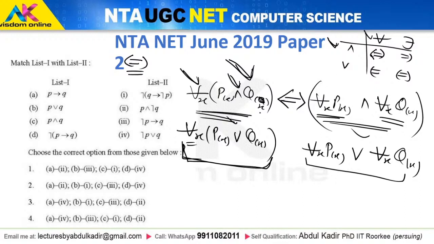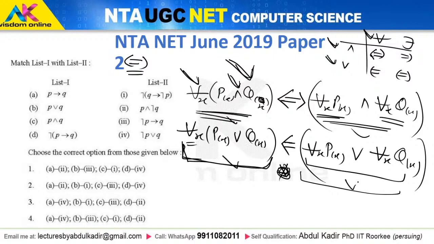So you see in this table, the for all quantifier with disjunction, what is happening? It is going in this direction. What does it mean? It means that this RHS will imply LHS, but LHS will not imply RHS. So you can say that this is not equivalent to this, but you can say that this RHS implies LHS. Similarly you can do it with there exists.